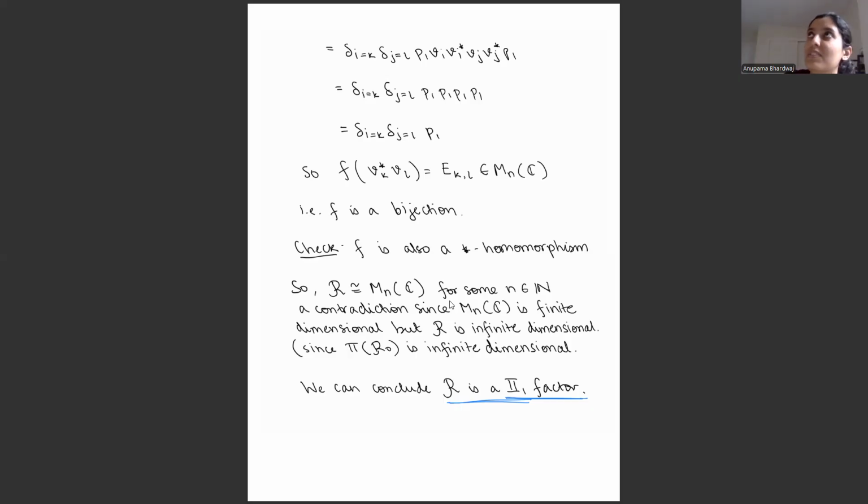The notes also tell us how, if you have Gamma, which is an ICC group, an infinite conjugacy class group, then L of Gamma is also a II_1 factor. And many parts of the proof follow in the same way. So I would invite you to look at it.